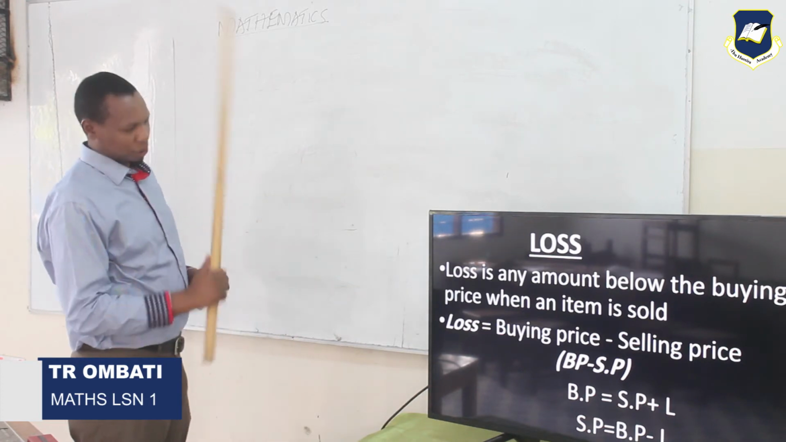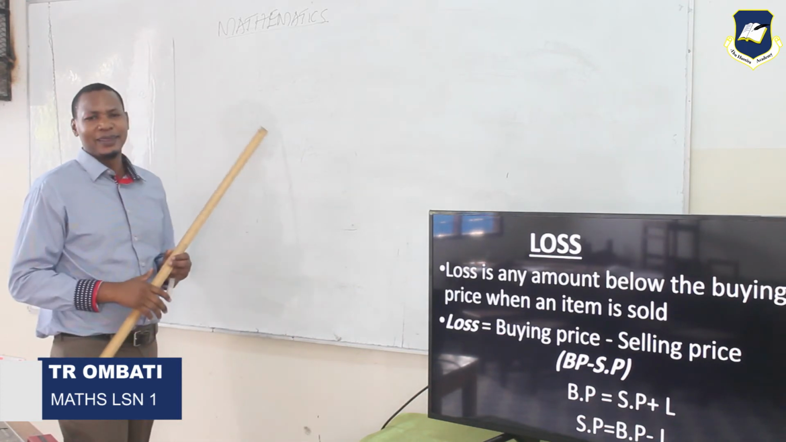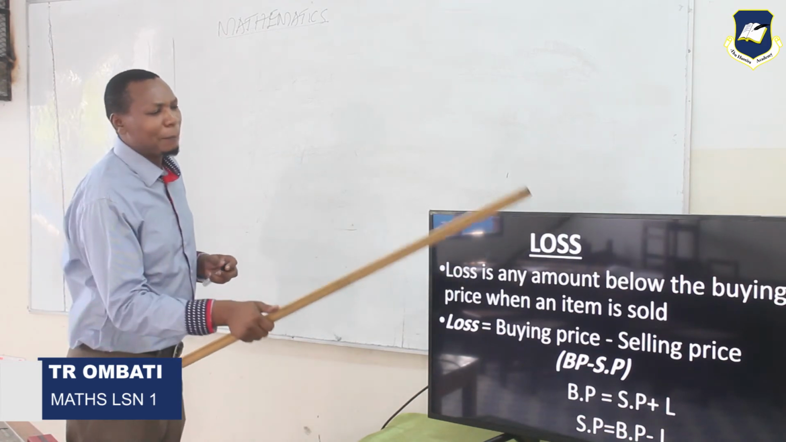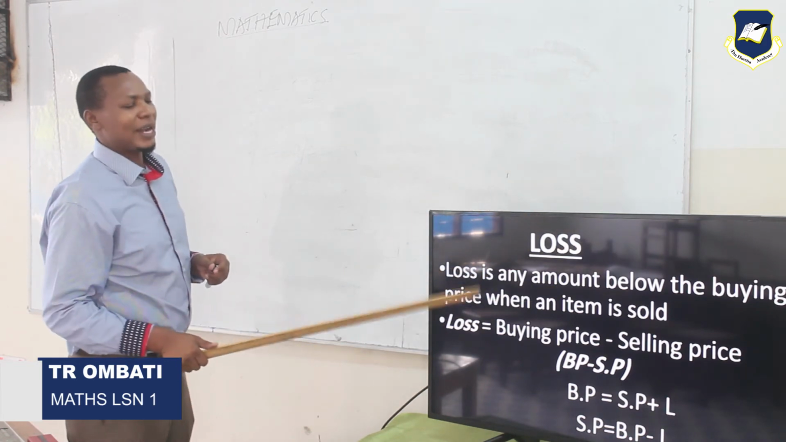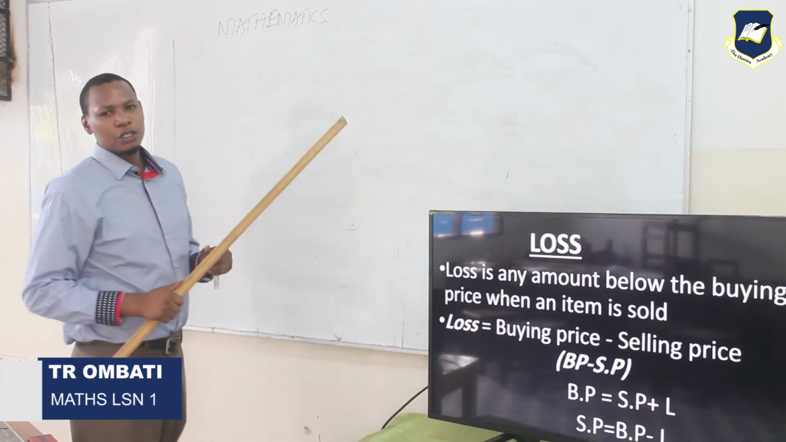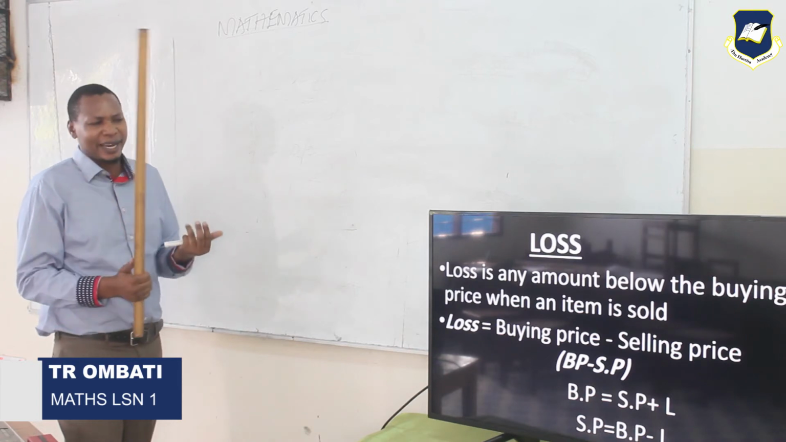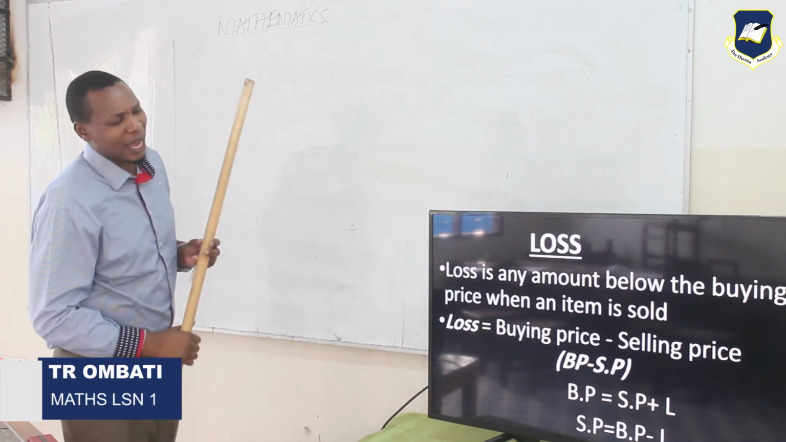We now go to the loss. How do we find the loss? Or what is a loss? A loss is an amount below the buying price when an item is sold. So listen very carefully. When do we say that someone has got a loss?